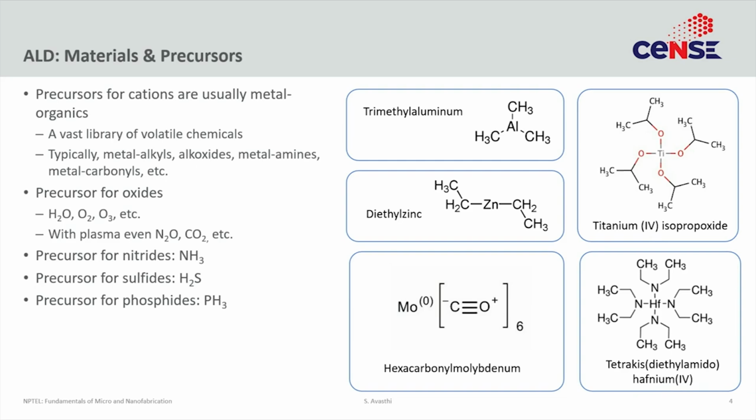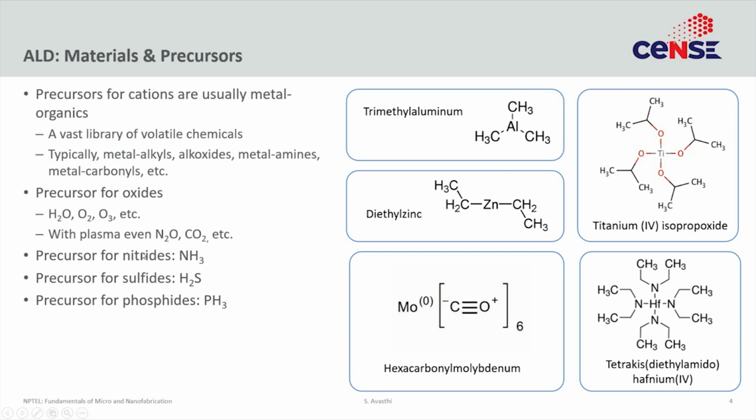For the anion, again it depends on what you want to do. So, for oxides the most common one is water. Water is both volatile at room temperature and fairly reactive, but you can also use oxygen or ozone. Ozone does not store very well, so often it has to be made in situ using UV light. If you have access to plasma inside your ALD chamber, and we will touch upon plasma enhanced ALD later, you can even use less reactive forms of oxygen such as nitrous oxide or carbon dioxide.